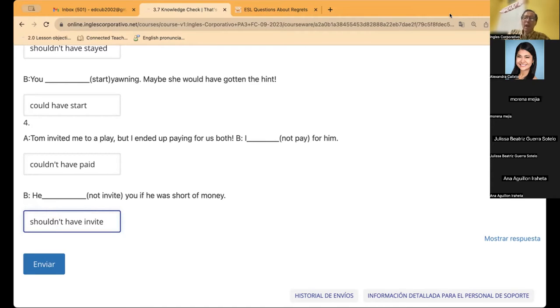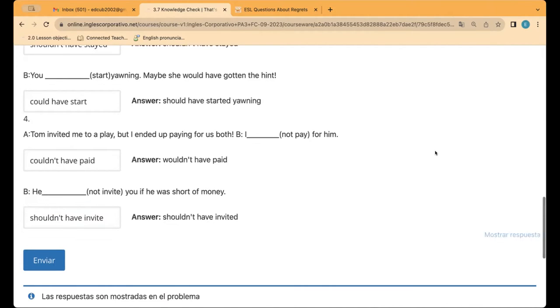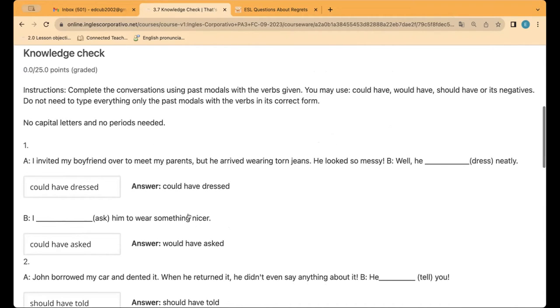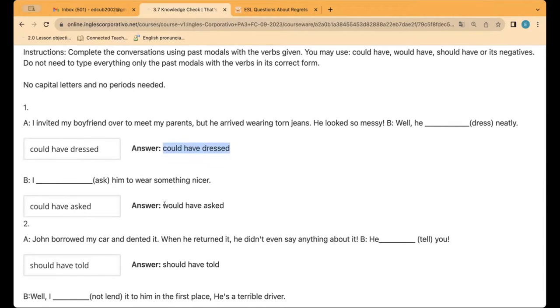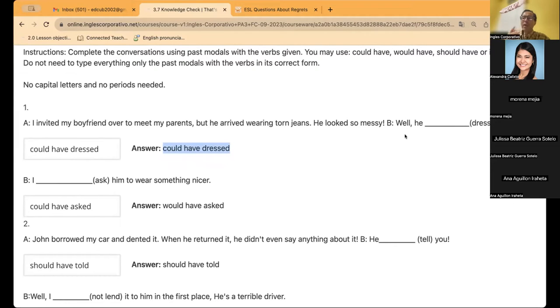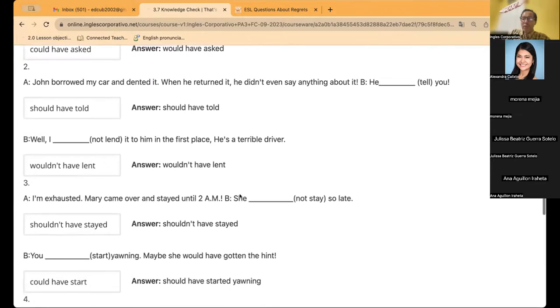We have some mistakes and I'm going to explain to you why they are mistakes, but good job for most of them. Very good. Yes, could have dressed. Here, remember, I could have asked. It's okay, but remember, you are having a conversation. The other person is putting themselves in your situation. No, I could have. I would have asked him to wear something nicer. Remember, it's not one person, it's A, B. That's why it's would.